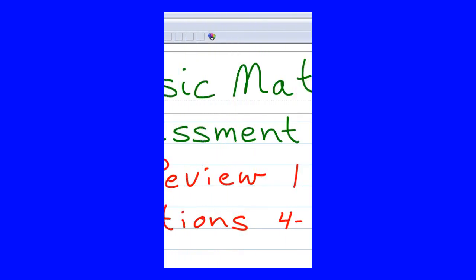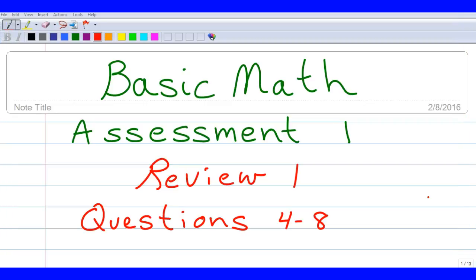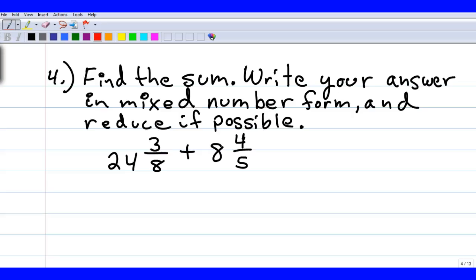Basic Math, Assessment 1, Review 1, Questions 4 through 8. In Question 4, you're asked to find the sum and to write your answer in mixed number form and reduce if possible.